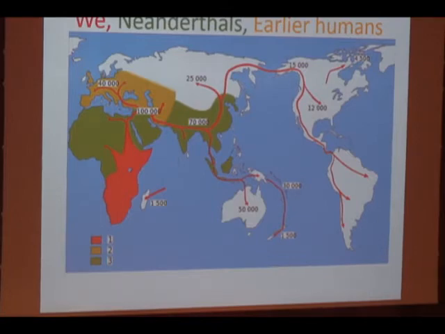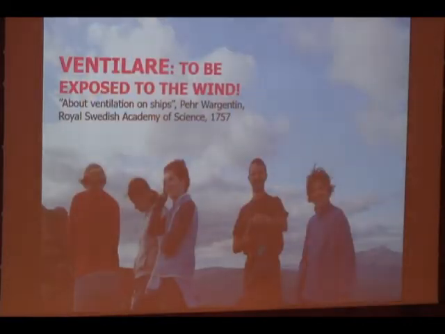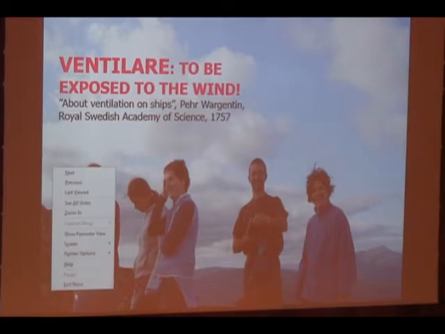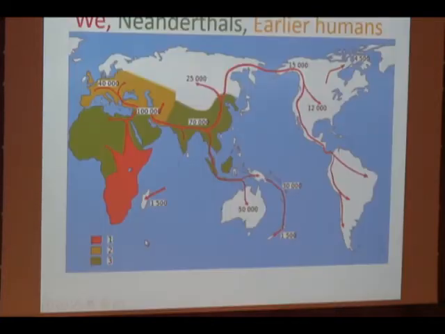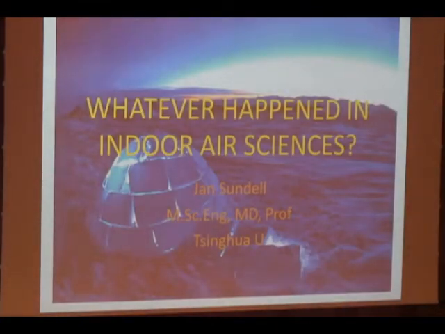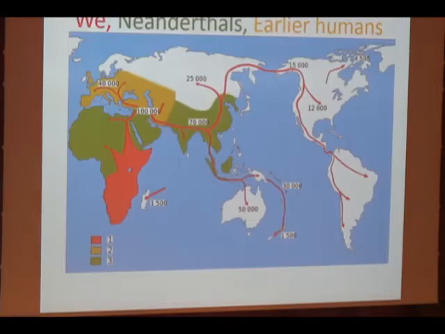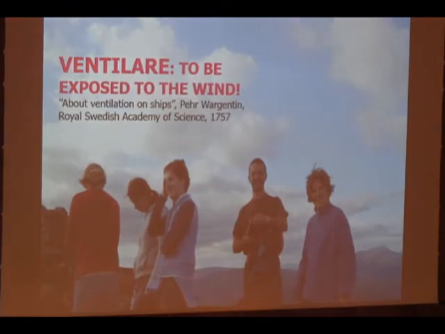The reason we can be in Hong Kong or Beijing or New York is housing. The invention of buildings, the creation of indoor air, the invention of fire and clothing. Without that, we could never stay in Stockholm or Moscow or New York. So housing and indoor climate is extremely important. There is one problem with housing. That is that we are no longer exposed to the wind. And that's where ventilation comes in. Ventilation means to be exposed to the wind, and in buildings you are not exposed to the wind. That's where our problems with indoor air start.